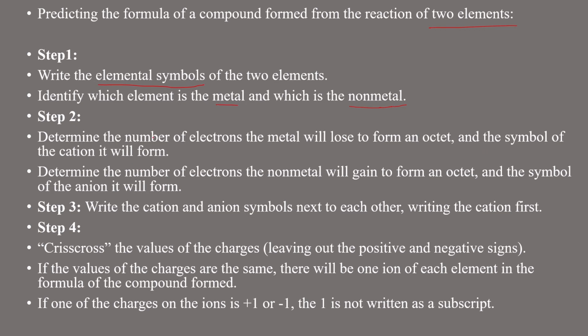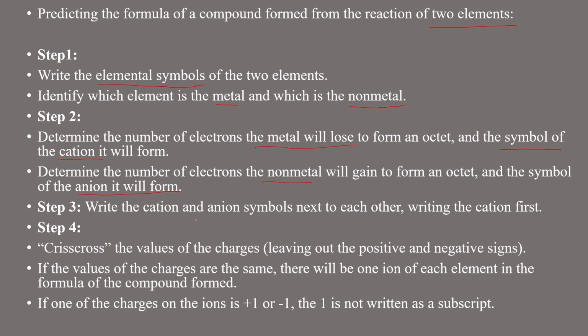Next step is to determine the number of electrons the metal will lose. That you can also determine with the help of valence electrons that a group can have, and how that group will behave to get the octet or noble gas configuration. So metals will lose electrons to get the noble gas configuration, and the number of electrons that a metal will lose equals the valence electrons that they have. So from that you can write the symbol of the cation that will form from that element. Next you will determine the number of electrons for the non-metal and determine the symbol for the anion.